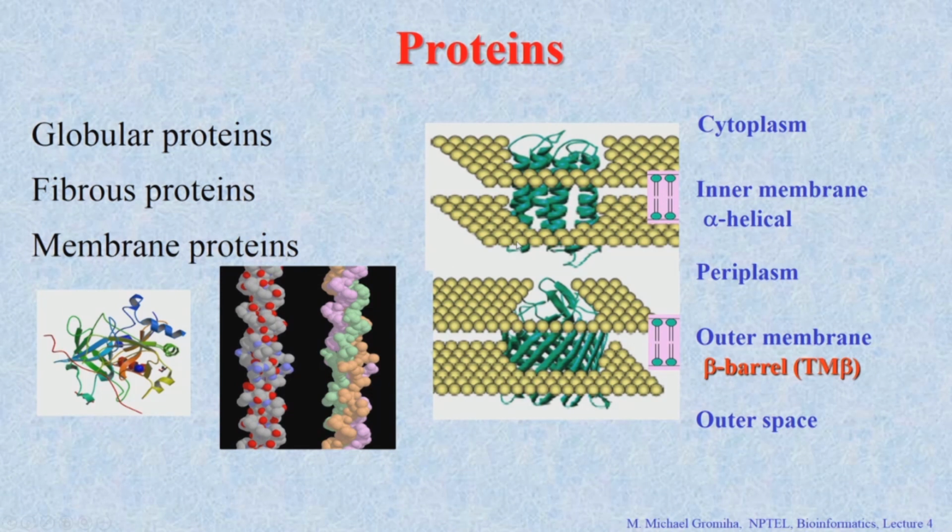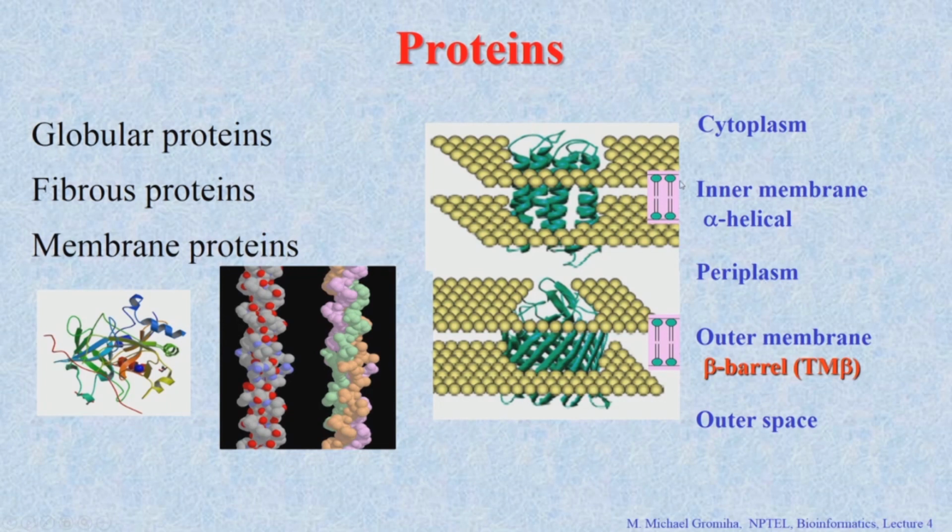When you look at the membrane proteins, they are of 2 types: one is alpha helical membrane proteins and the other is beta barrel membrane proteins. This is a schematic diagram of a gram negative bacterium. You can see a cytoplasm, and they have the periplasm and the outer space. There are 2 membranes: the inner membrane is between the cytoplasm and the periplasm, and the outer membrane is between the periplasm and the outer space, right.